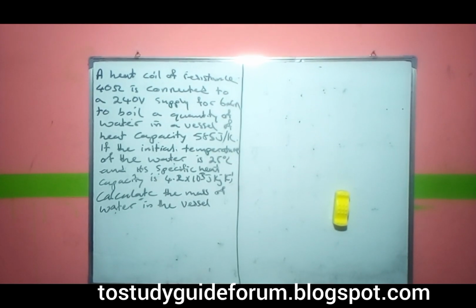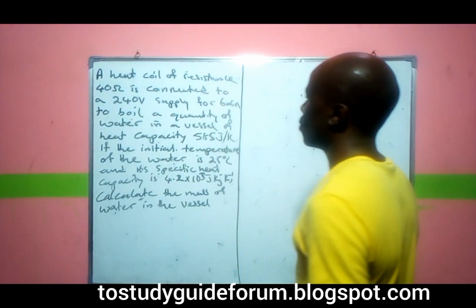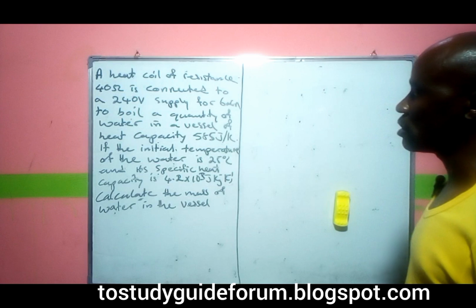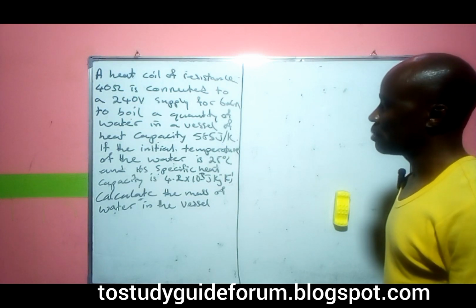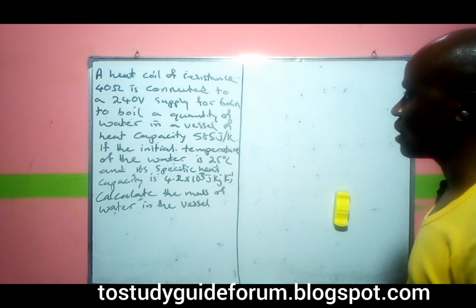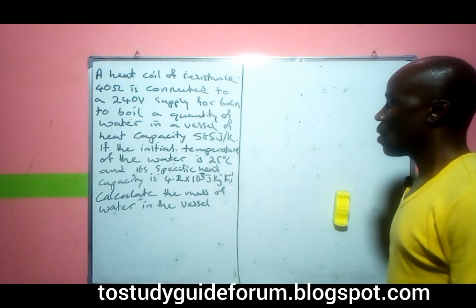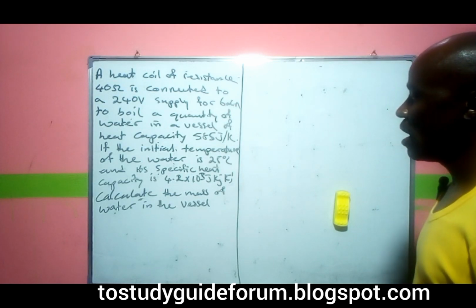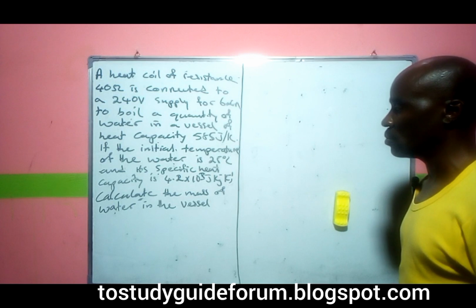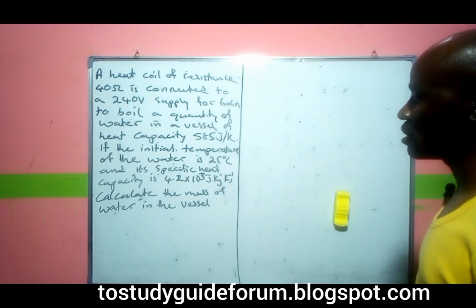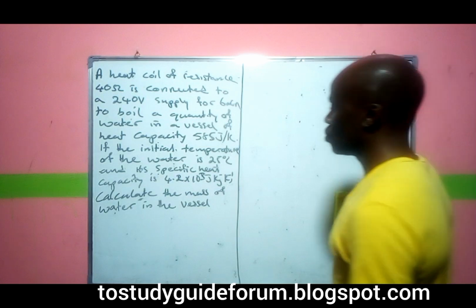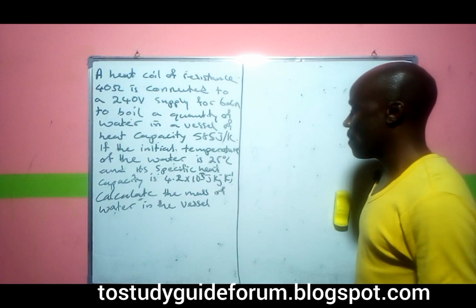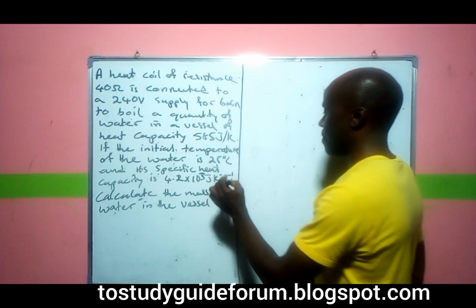Here is another question we're looking at. A heat coil of resistance 40 ohms is connected to a 240 volt supply for 6 minutes to boil a quantity of water in a vessel of heat capacity 585 joule per Kelvin. If the initial temperature of the water is 25 degrees Celsius and its specific heat capacity is 4.2 times 10 raised to the power 3 joule per kilogram per Kelvin.